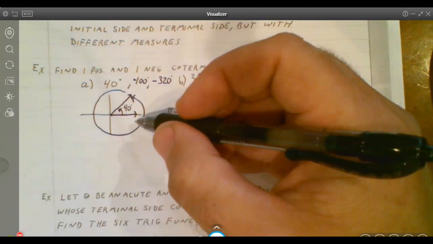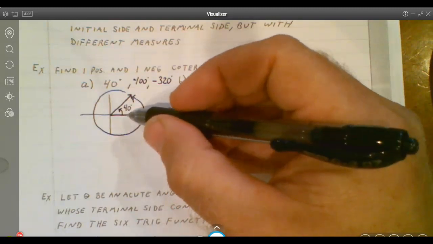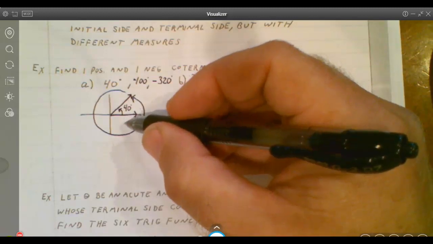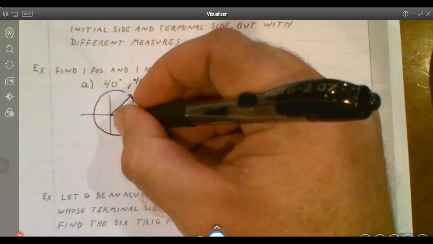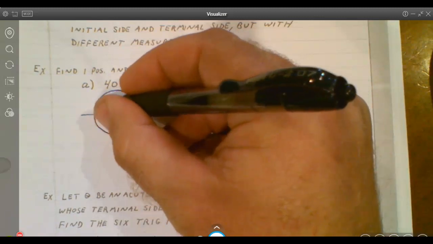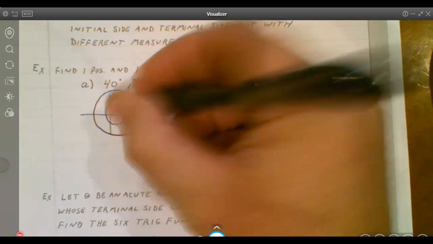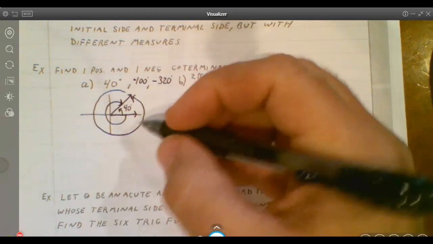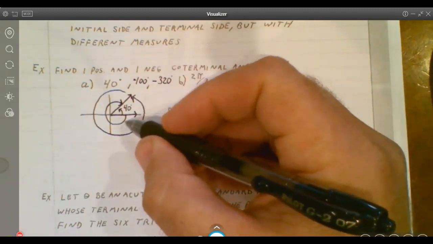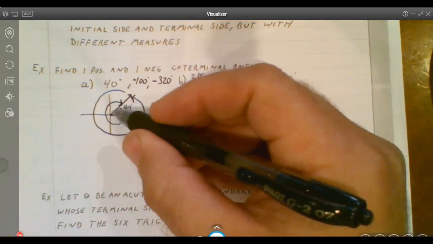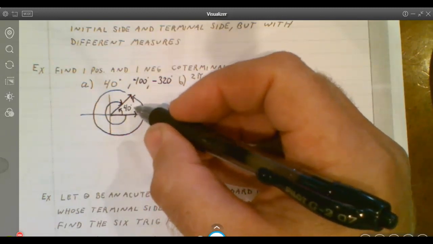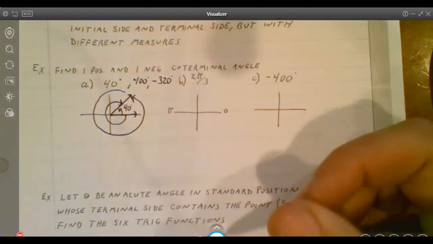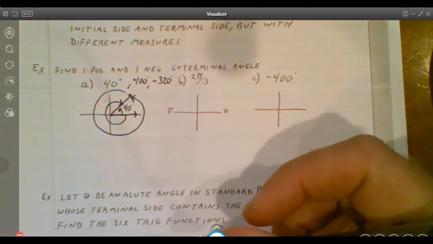So if I started right here at the origin, and I'm going to travel negative 320 degrees, let me just draw that one. So from here, if I travel negative 320, it puts me right there. So from here to here is a negative 320 degrees, but it gives me the same terminal side as this guy had, right? But obviously it's a negative value, so it's a negative coterminal angle.